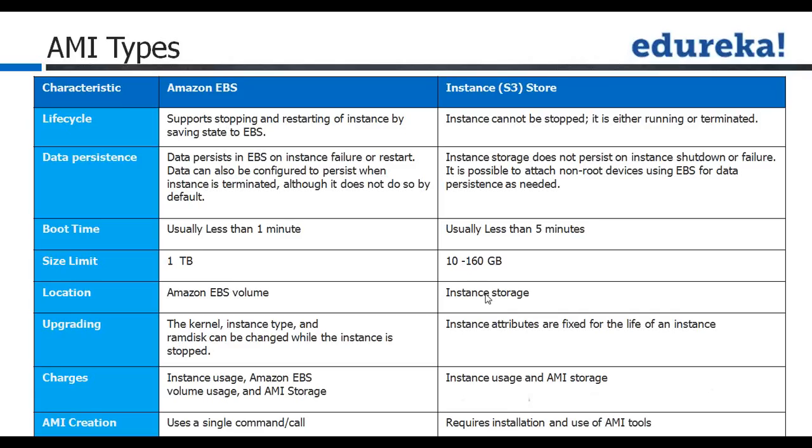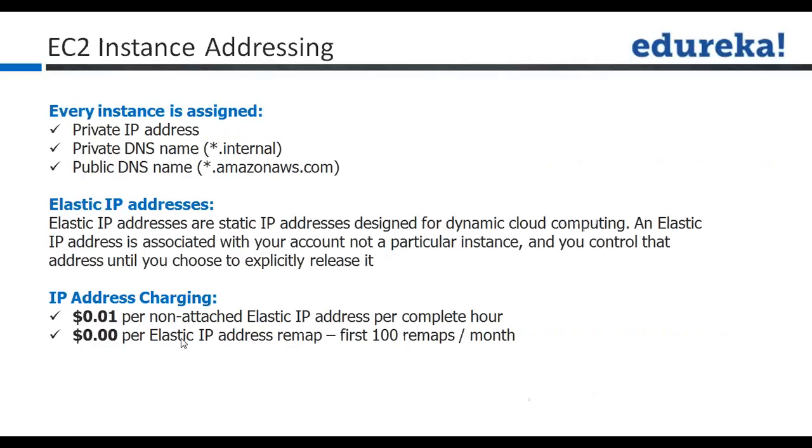The charges are of two kinds: instance usage charges as well as Amazon EBS volume charges, while here it's instance usage charges only. AMI creation is much easier; it's just a single command line call, while here a lot of multiple steps are involved. A very important aspect to note: EBS backed and S3 backed instance. What is an EBS? We'll see much more detail over there.